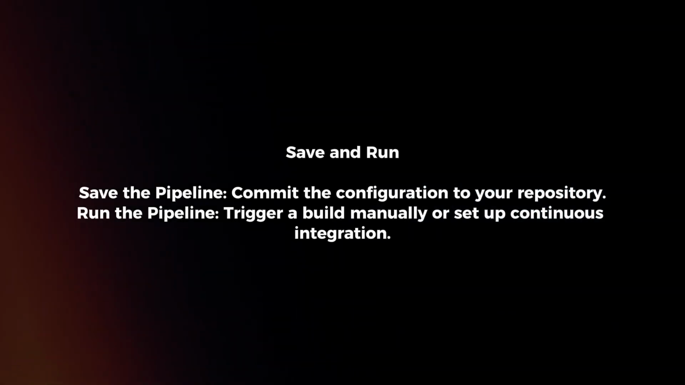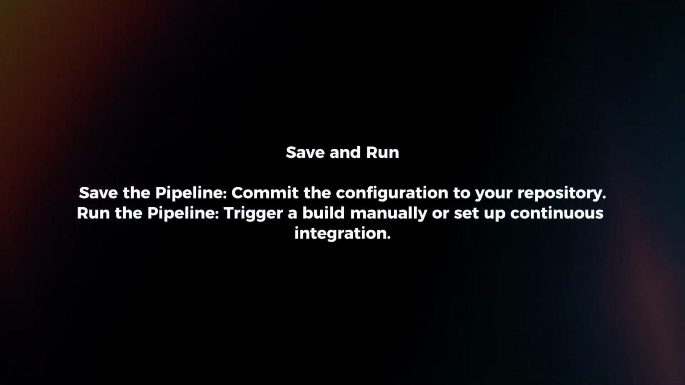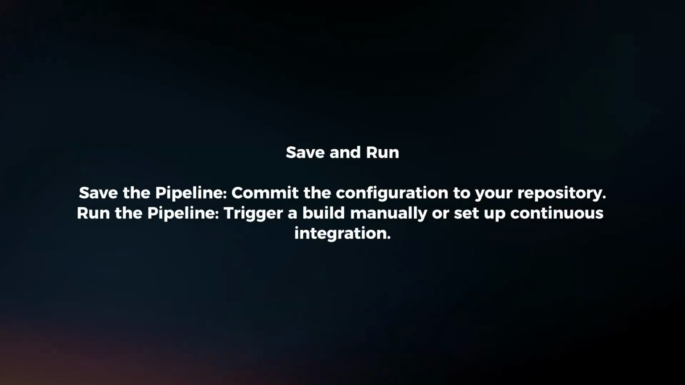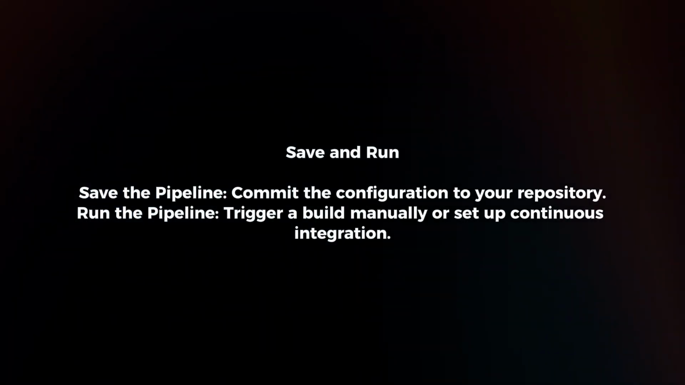Save and run. Save the pipeline. Commit the configuration to your repository. Run the pipeline. Trigger a build manually or set up continuous integration.